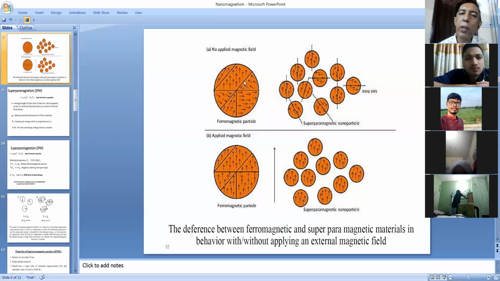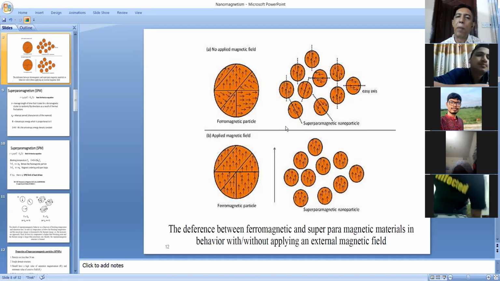Now, in presence of a magnetic field, you see a ferromagnetic substance, all the magnetization, all the nano-sized ferromagnetic particles have the same direction. But you see here you will not get any magnetic moment because this is single domain.